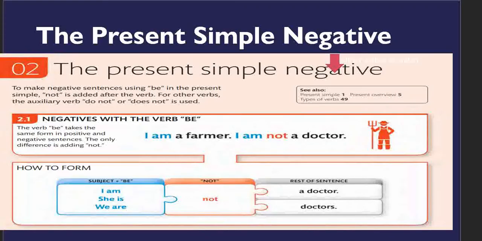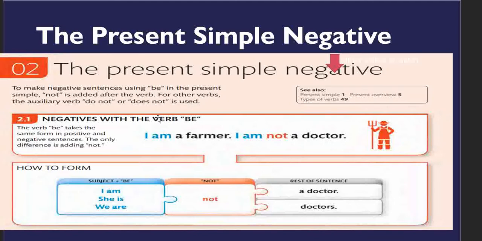The present simple negative. Now, to make negative sentences, we are using the be form in the present simple. That means not is added after the verb. Make a note of it. The word not is added after the verb.